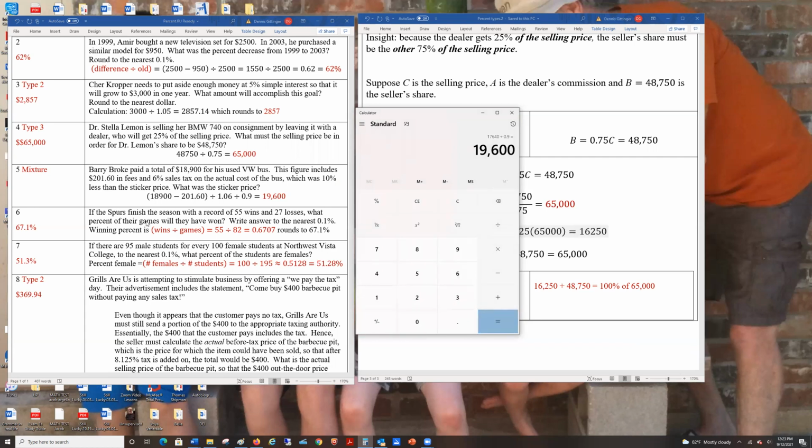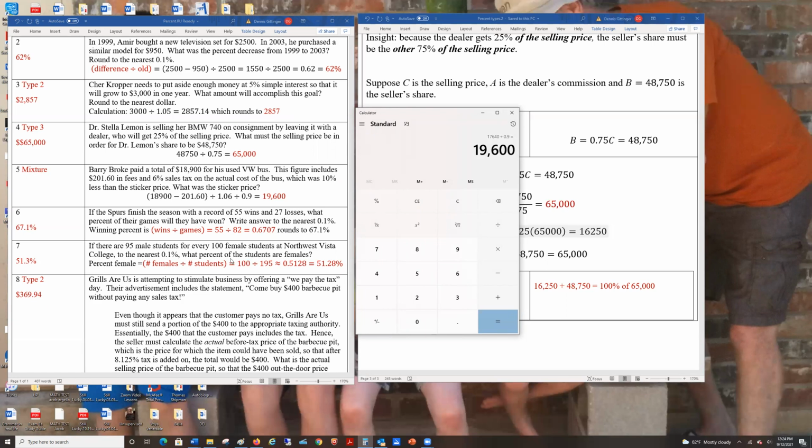All right, in case you have a problem where you have to figure out 2 categories like wins and losses or males and females, you take what you want for the numerator. The clue is the winning percent. So you divide 55 wins by the total of 55 and 27, which is 82. And it says to round the answer to the nearest 0.1%. So when you do the division, you get 67.07%, and the 7 is big enough to make it 67.1 when you round it off.